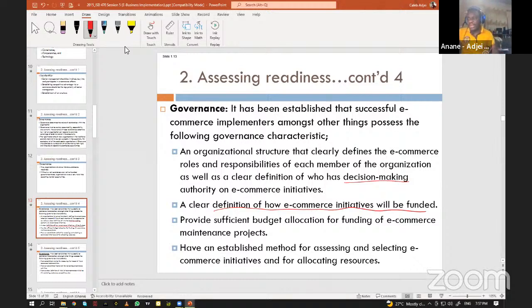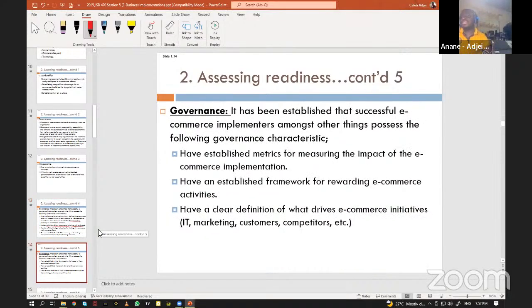Then there should be an established method for assessing and selecting e-commerce initiatives for allocating resources. Okay, so it's very, very important for us to be able to do that. So we have to have an established method for assessing and selecting e-commerce initiatives and for allocating the resources. Governance has been established.